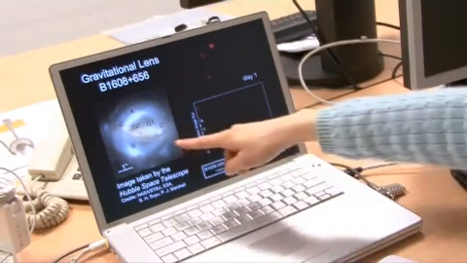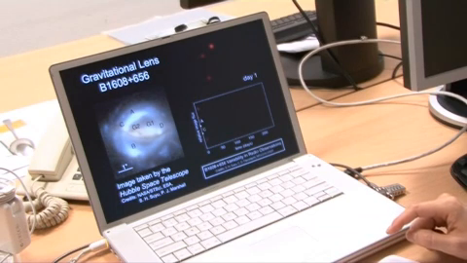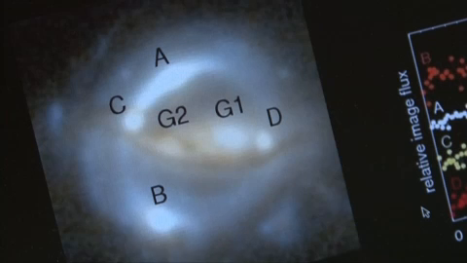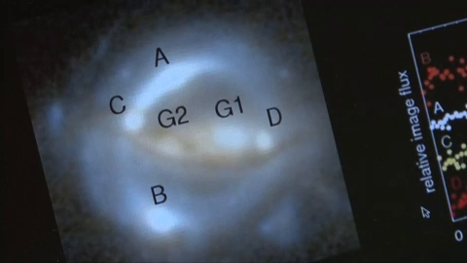B1608+656 is one such multiple image system. Shown on the left is the Hubble Space Telescope image of the lens system. A background galaxy, a single galaxy, which we call the source galaxy, is lensed into 4 images, A, B, C, and D. The 2 galaxies G1 and G2 are acting as the gravitational lens and are therefore called the lens galaxies.